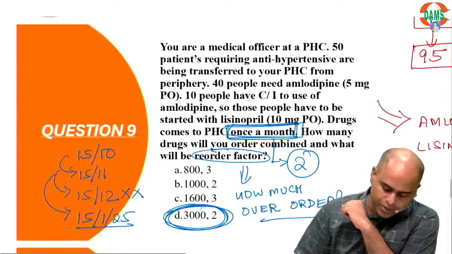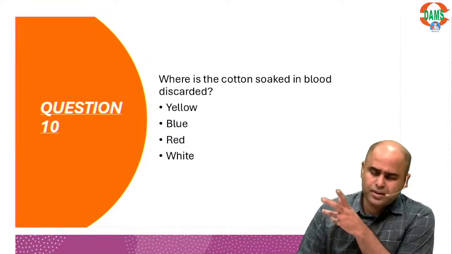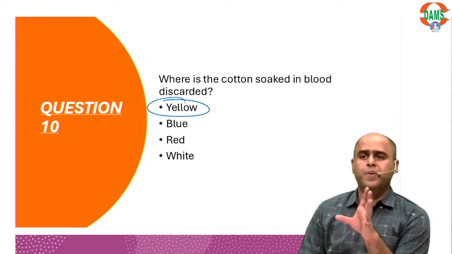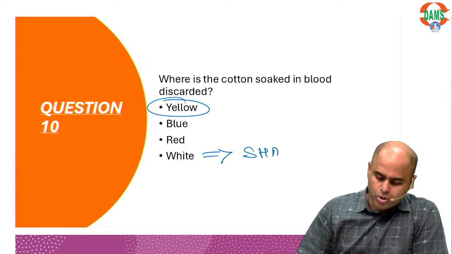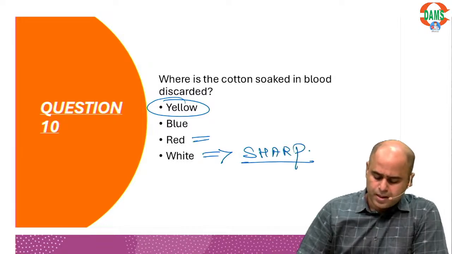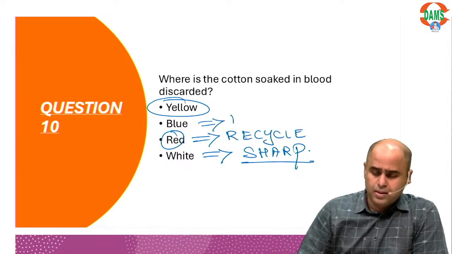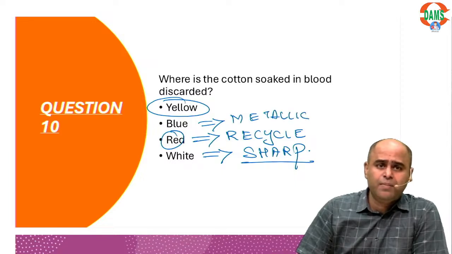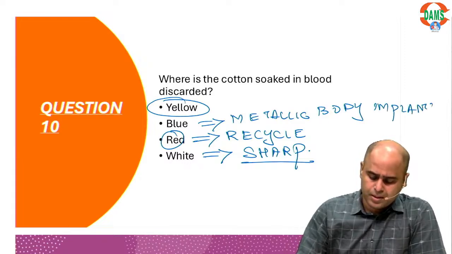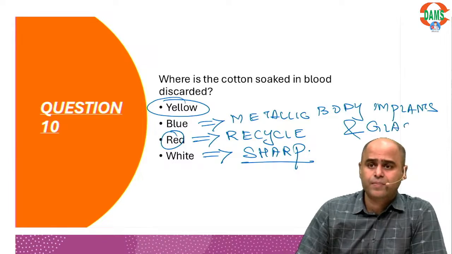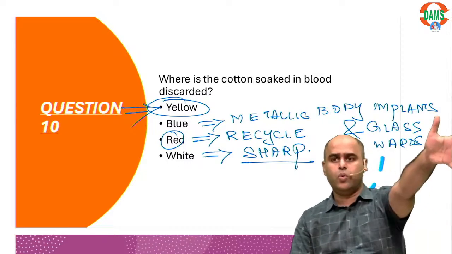Question number 10. Where is the cotton soaked in blood discarded? Yellow. Hospital waste management. Yes, congratulations Krishna. Sharps go into white. Red, anything you want to recycle will go in red. The metallic body implants and glasswares go to blue. So the answer to this question was yellow.